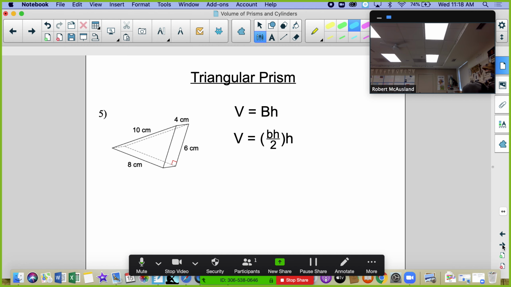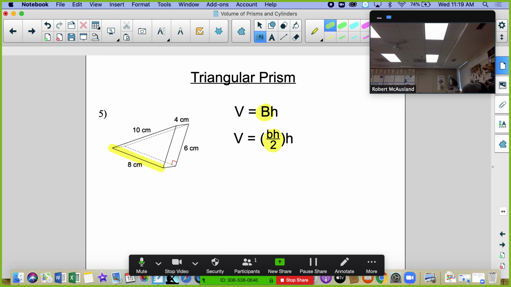Let's take a look at a different object. Let's look at a triangular prism. You notice that we still have the same beginning equation, volume equals big B times H. This time our base shape is a triangle. So if I need to find the area of my base, since it's a triangle, we have to use the area of a triangle formula, base times height divided by 2.